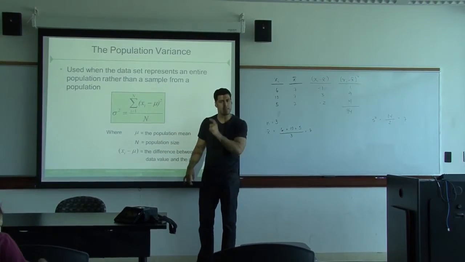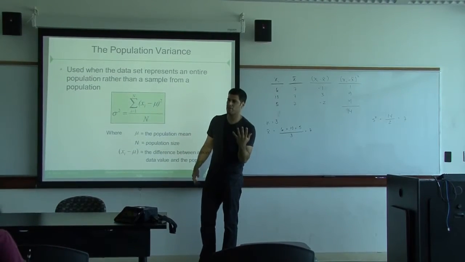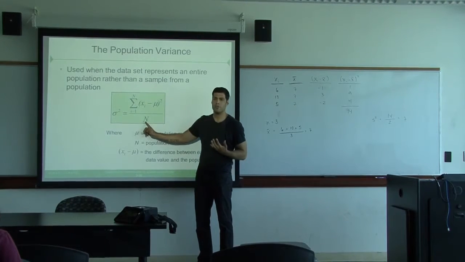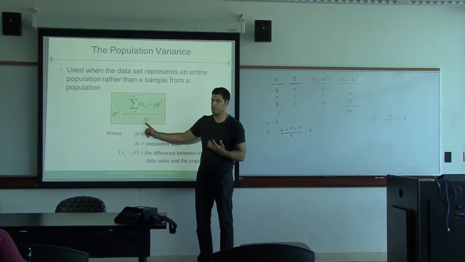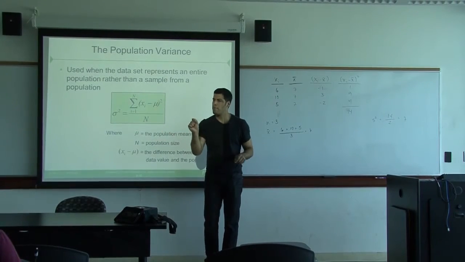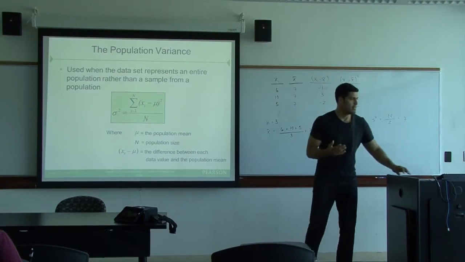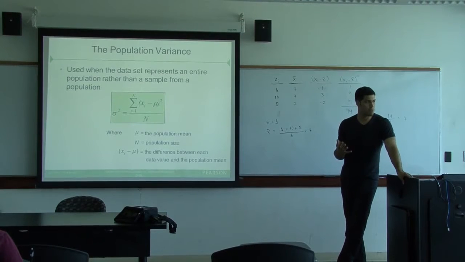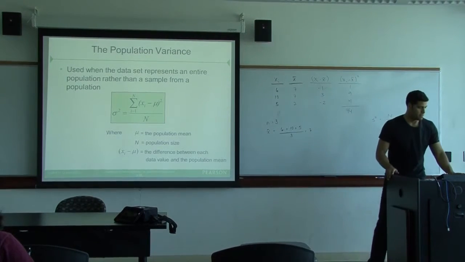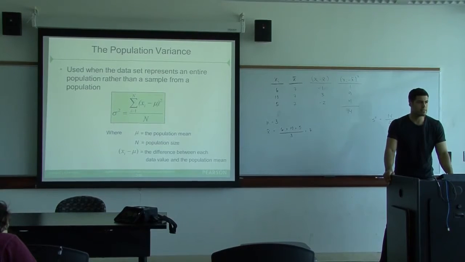But the one thing that is really different when you go from the sample variance to the population variance is that you don't take the population size minus 1. You just divide by the population size. Is that all right? So that little minus 1 adjustment only happens in the sample variance formula. It does not happen in the population variance formula. So to me, that's the biggest difference.